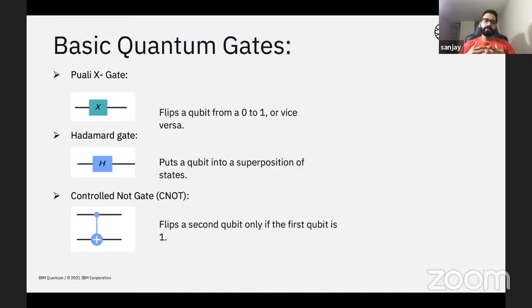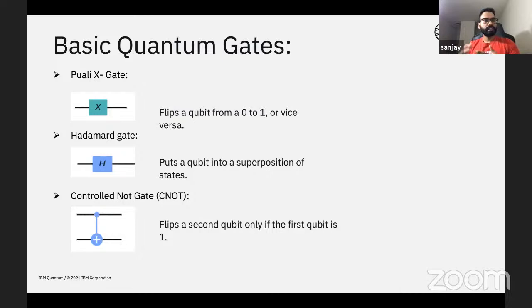Everyone knows that in classical computers, we have gates like AND gate, NOR gate, NAND gates, and everything that forms the basis of classical systems. We build circuits in classical systems, right? Similarly, we build circuits in quantum computers as well. These are some of the basic quantum gates that we have. Like in classical computers we have gates, in quantum computers also we have gates.